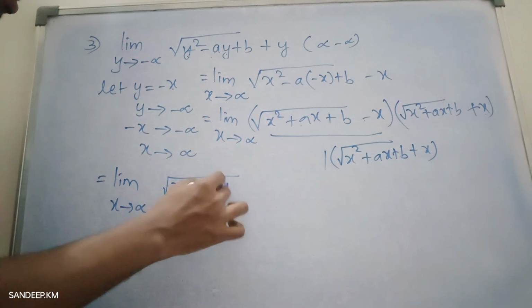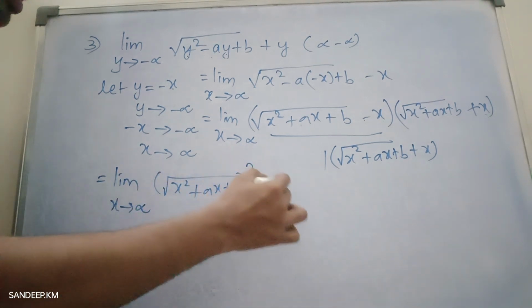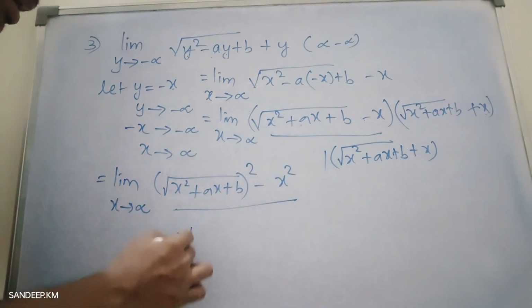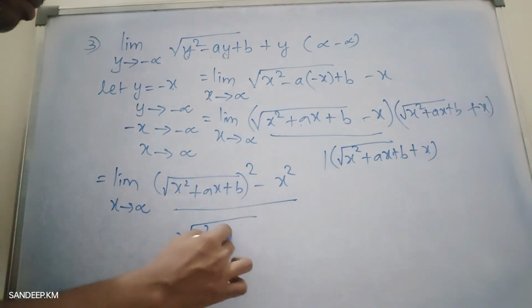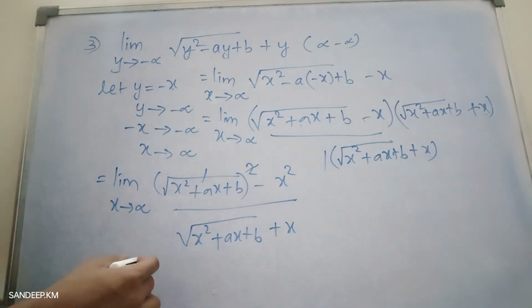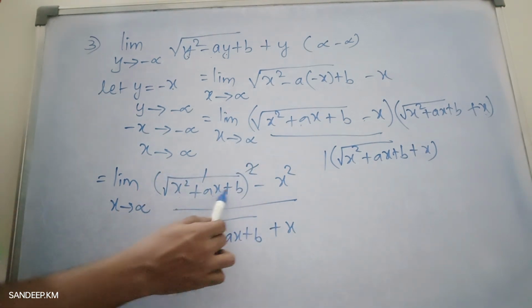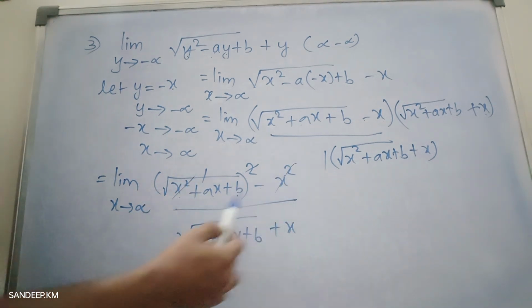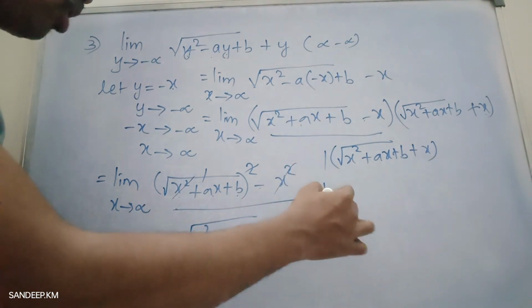What is it? a square minus b square, whole divided by the denominator as it is, and square and root gets cancelled, correct or not? You have x square plus ax plus b minus x square. So plus x square and minus x square also gets cancelled. So what do we get?